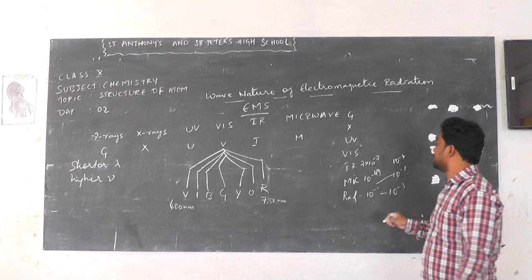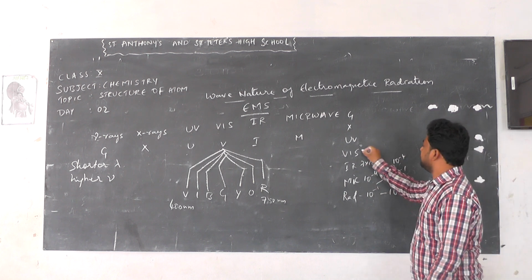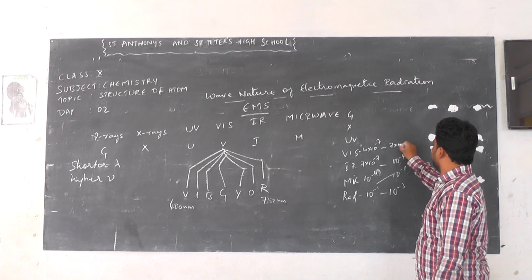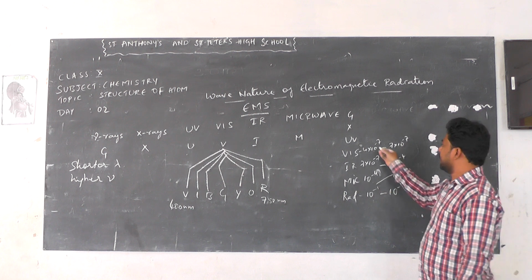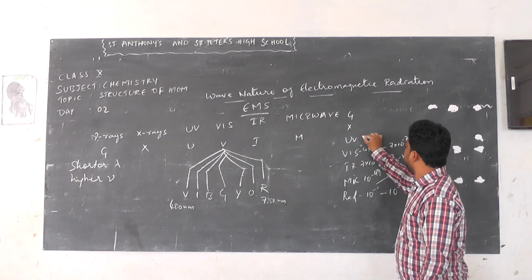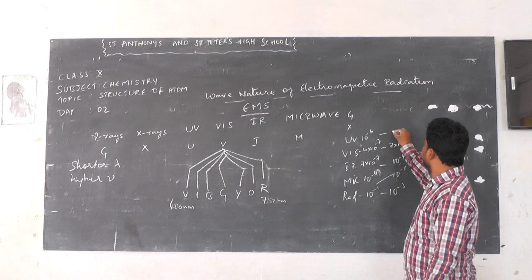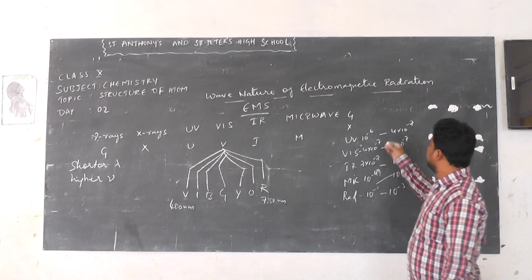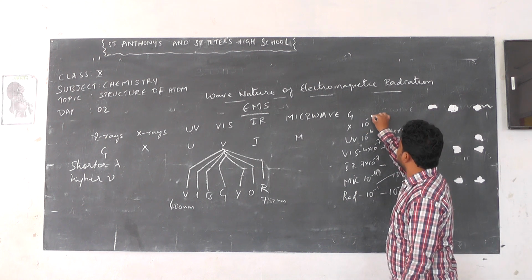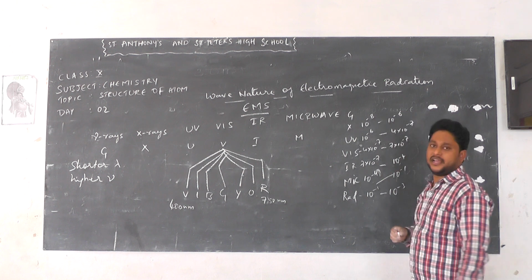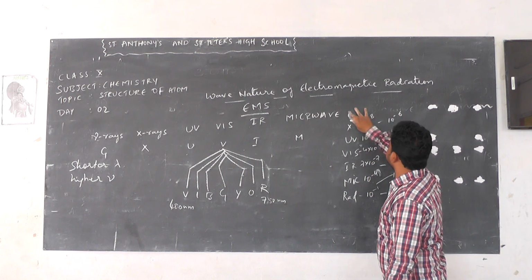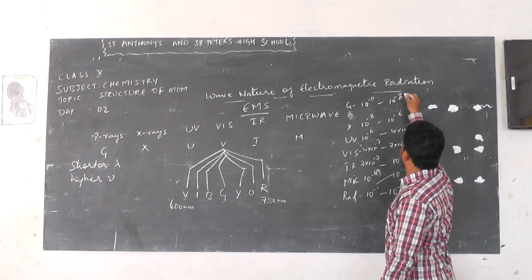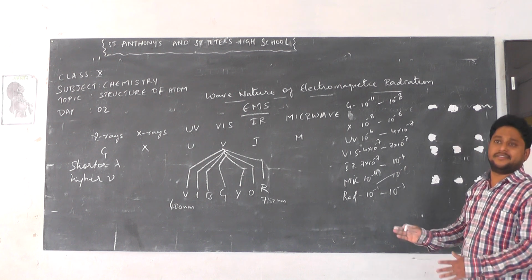Infrared we can write here as 7 into 10 to the power of minus 7 meters too, and visible range is from 4 into 10 to the power of minus 7 meters to 7 into 10 to the power of minus 7 meters. Coming to the ultraviolet, it is 10 to the power of minus 6 to 4 into 10 to the power of minus 7, and X-rays are 10 to the power of minus 8 to 10 to the power of minus 6. Gamma rays are 10 to the power of minus 11 to 10 to the power of minus 8. This is how we remember their wavelengths.